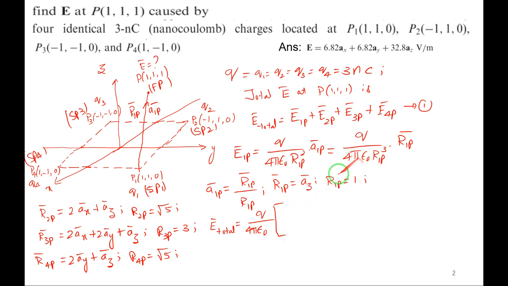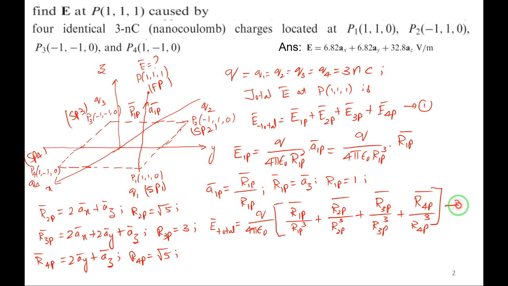So what I am left with, I am writing R1p vector divided by R1p cube, since the distances are different, plus similarly due to E2p, it will come R2p divided by R2p cube, plus due to the third one E3p, that is R3p divided by R3p cube, then due to the fourth, R4p divided by R4p cube. Once this formula is ready, I am left only with substitution.